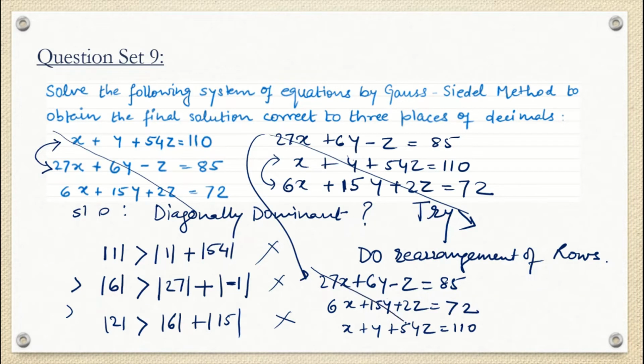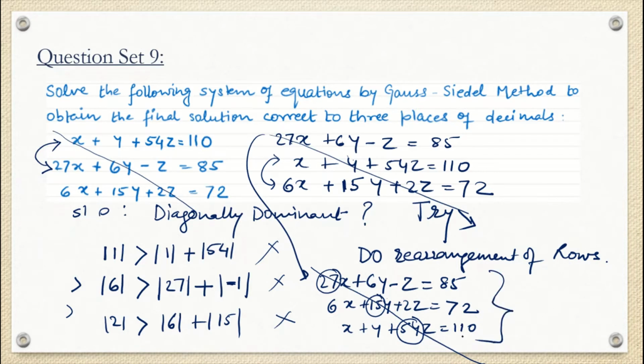So on my principal diagonal I can see that 27 is present, which is greater than 6 plus 1. Then 15 is present, which is greater than 6 plus 2. And then 54 is present, which is greater than 1 plus 1. So this way I managed to make the system diagonally dominant.